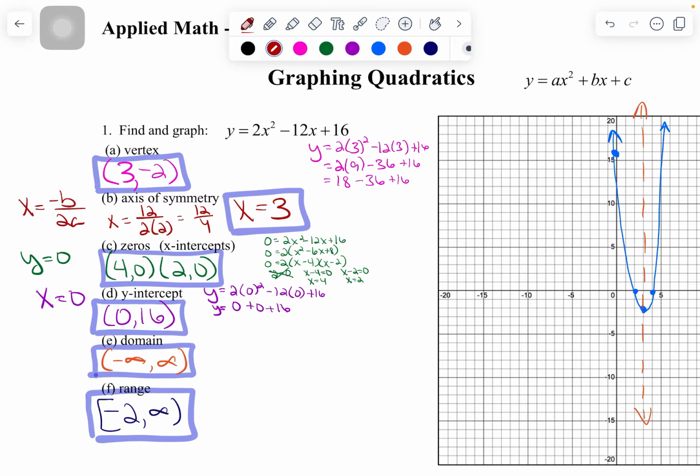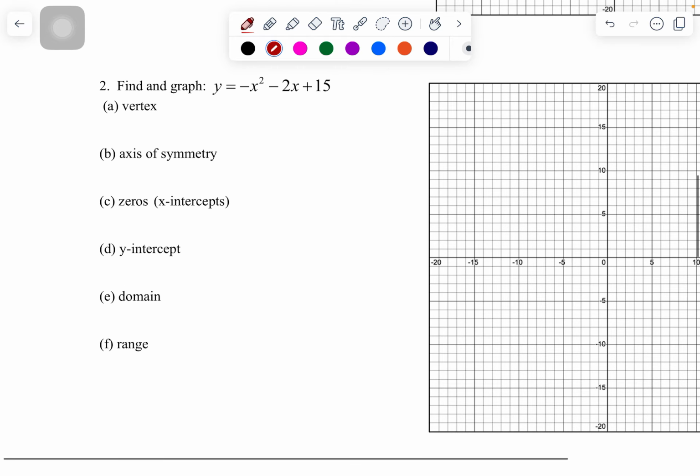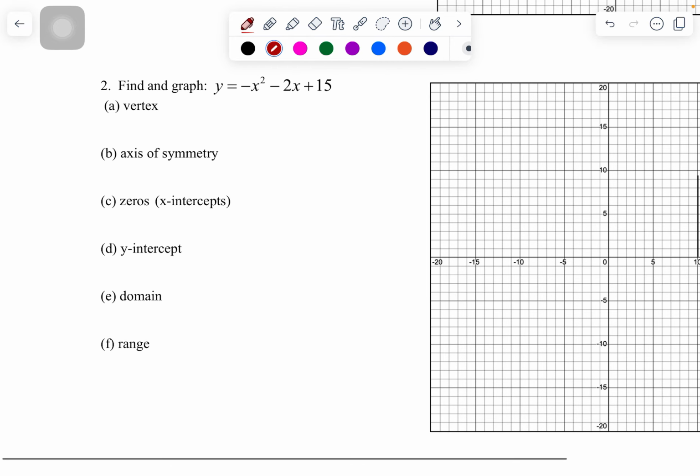I'm going to move on to question number 2 because question number 1 is completely done. And we're going to repeat the process. All right. So sliding on down here. First thing I'm going to look for is, of course, my axis of symmetry.